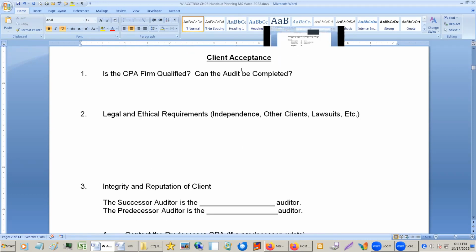Client acceptance. One of the strange things about auditing, there's a few strange things about it, is that you don't just audit anybody who wants an audit. You pick and choose who you'll take on as a client. If they're of ill repute, you don't want to be caught up in a fraud or something like that. But also, even if you say, okay, I know they're of ill repute, we're going to really bump up the audit because we know this, right?